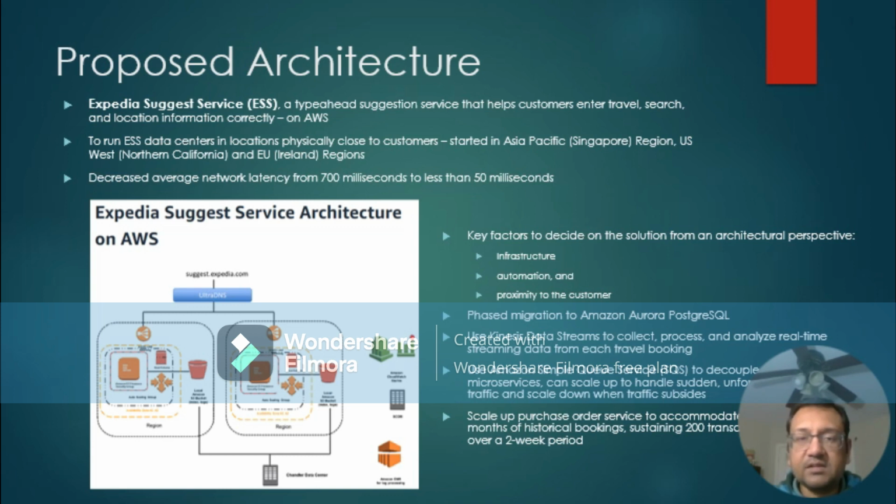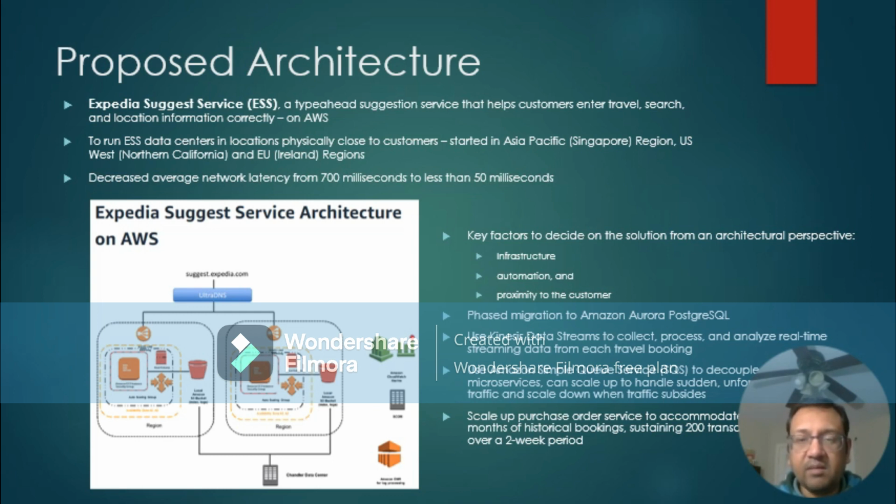Some of the key factors that were used to make architecture decisions were things like infrastructure, automation, and proximity to customers. Expedia opted for a phased migration from SQL Server to Aurora PostgreSQL. It was also proposed to use Kinesis Data Streams to process and analyze real-time streaming data for each travel booking. The new system will unify Expedia's technology stack, and it will also eliminate vendor lock-in.